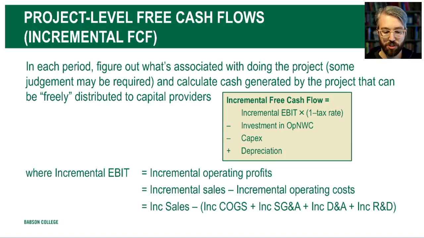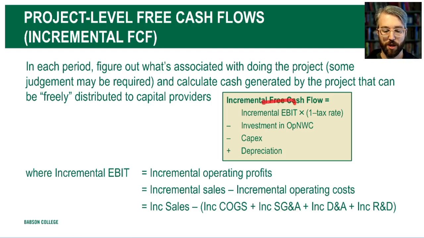What cash flows are associated with doing the project that the firm would not generate or pay if they didn't do the project? In particular, what we want to think about are the cash flows that are going to be available to be distributed to the firm's capital providers. So what cash flows are generated that could, in theory, be paid out either to lenders or to equity investors. When we think about free cash flows, we're going to think about four key components.